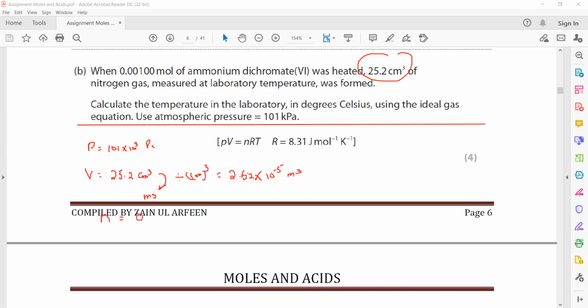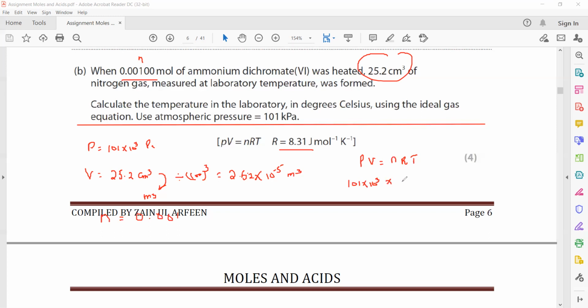That is 0.001, the value of n. So we substitute, and the value of the general gas constant is 8.31. So we have the formula PV equals nRT, where P is the pressure, that's equal to 101 into 10 power 3.